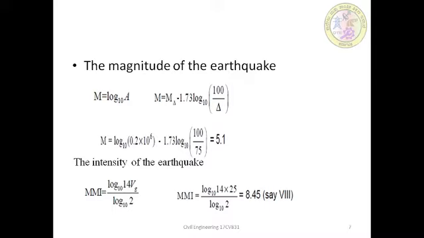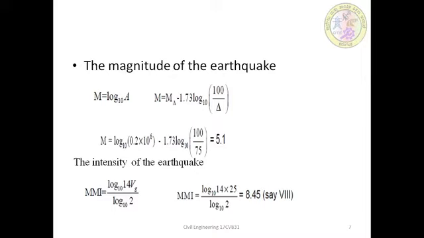M is equal to m delta minus 1.73 log base 10 of 100 divided by delta. Here, whatever the m delta is, it's nothing but log of 10 to the 0.2 into 10 raised to 6, minus 1.73 log of 10 and 100 divided by delta. Here, sir, delta is given as 75 kilometer. You substitute it, so that directly this empirical formula gives you the m value as 5.1. But we need to find out the intensity.